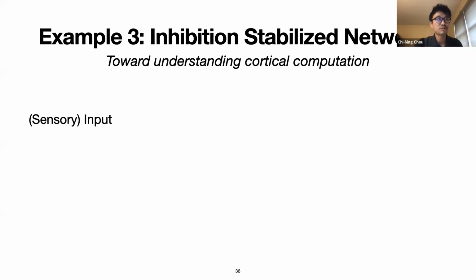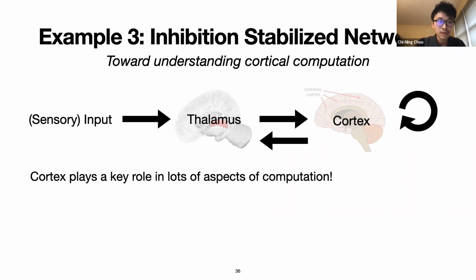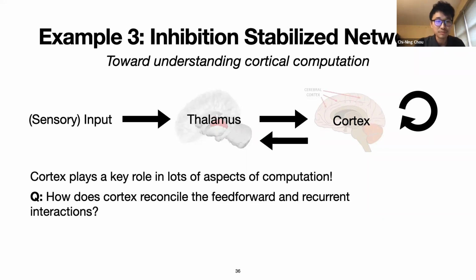You can think of the brain as having sensory inputs through our eyes, ears, etc. Usually, after already passing through some layers, they pass through somewhere called the thalamus. Then they go to cortex, which is a huge part of the brain. In cortex, there is recurrent connectivity, meaning that neurons are connected to other neurons in cortex, and their feedback also goes back to the thalamus. It is known through experiments that cortex plays key roles in many aspects of computation. So it's very natural to ask how this recurrent connectivity, and the feedforward and feedback with the thalamus, reconcile with neural activity.